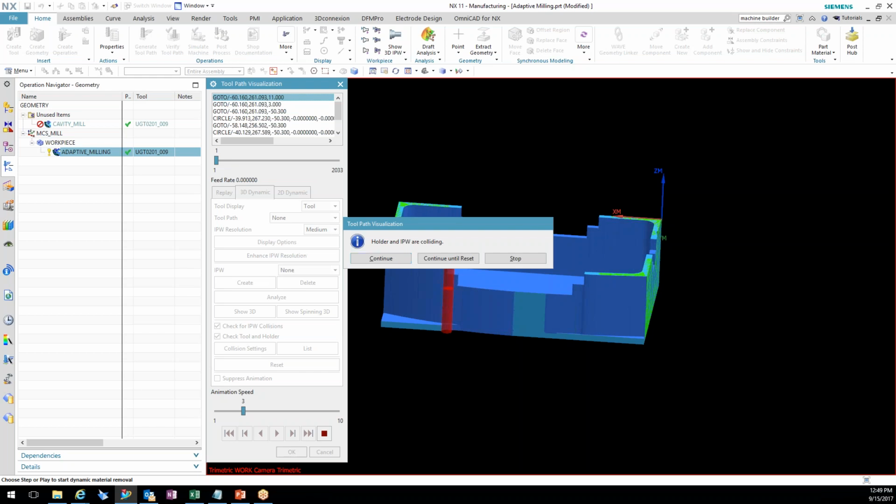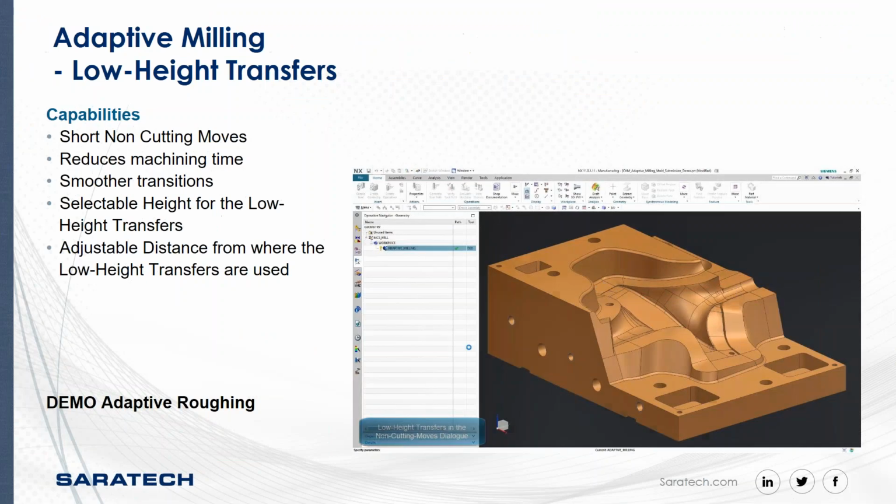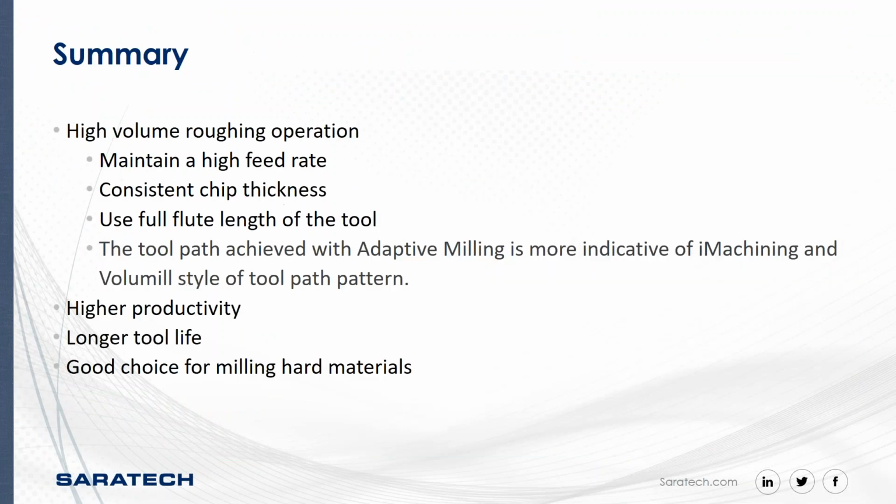So with that, let's get back to my PowerPoint. So in summary, this operation gives you a high volume roughing. It maintains a high feed rate through consistent chip thickness. It uses the full flute length of the tool, or as much as possible. If you have a tool that's 8 times diameter on the flute length, you're not going to be able to use the full flute length, but you are going to be able to use a great deal of that. The tool path achieved with adaptive milling is more indicative of iMachining and Volumill style tool path patterns, and thus you'll get the same types of efficiencies. You have a much higher productivity, a longer tool life, and it's a good choice for hard milling.